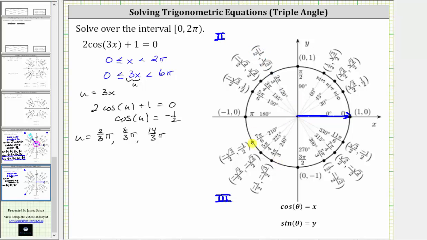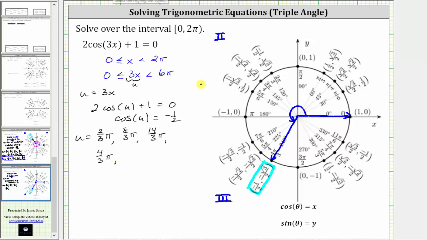Notice this point on the unit circle has an x-coordinate of negative 1/2, which means any angle in standard position that has a terminal side that intersects the unit circle at this point has a cosine function value of negative 1/2. So the first angle is this angle here, which is 240 degrees or 4/3 pi radians. Let's go ahead and write this down here. So we have 4/3 pi radians.